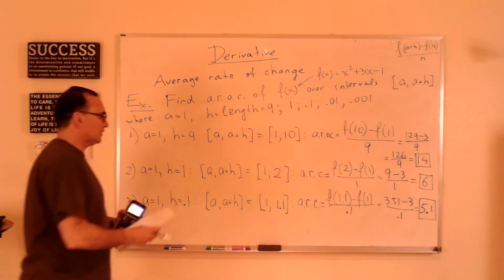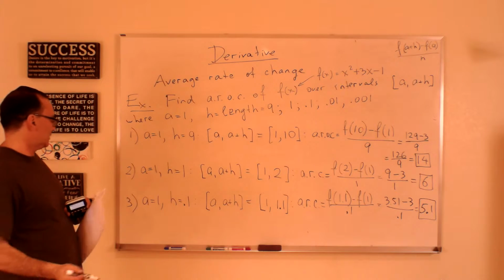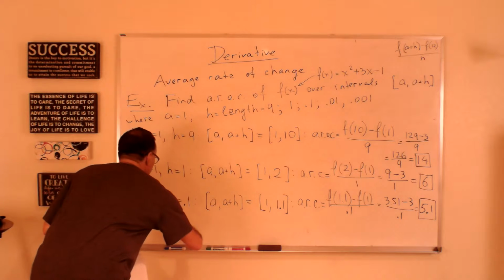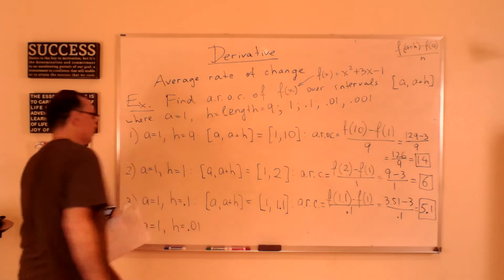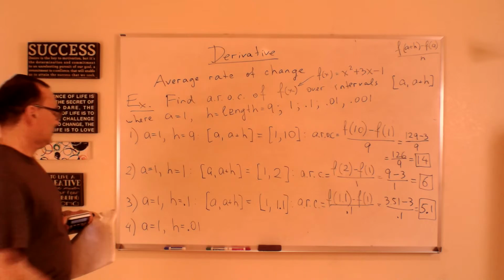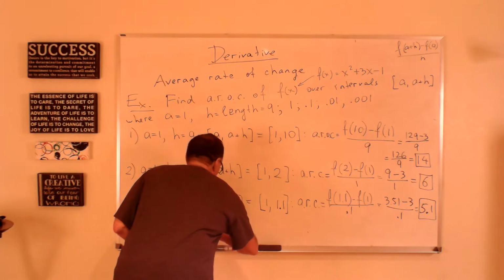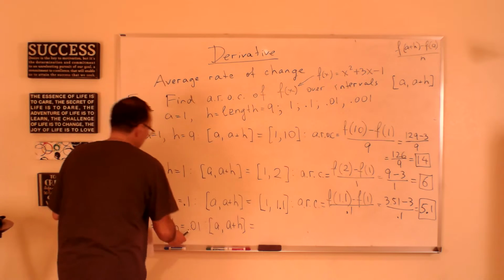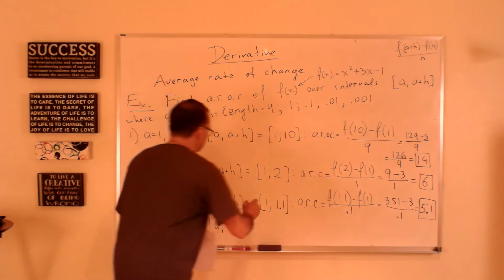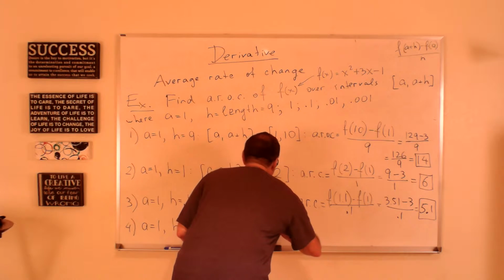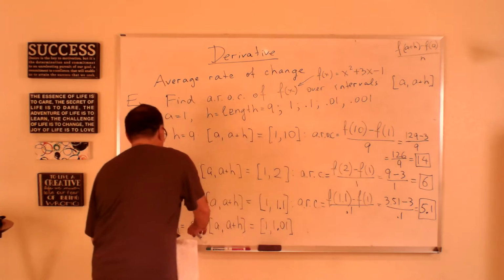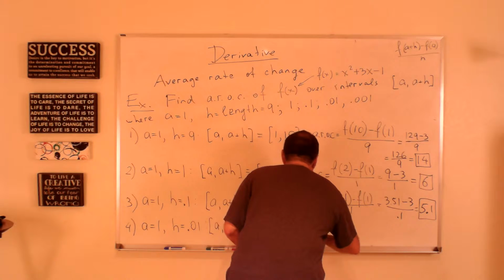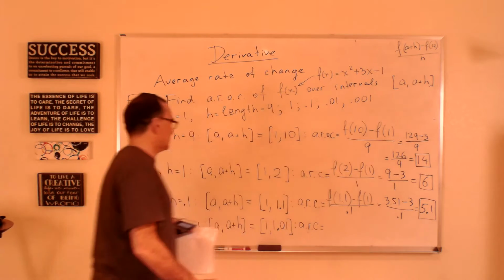Now like I said, let's repeat this calculation 2 more times. So the fourth time it will be for a equals 1 and h equals 0.01. Once again, our interval will now be a to a plus h. Since h is so small, the interval is extremely small. So it's from 1 to 1.01. So the length of this interval, which is h, is just 1/100th.